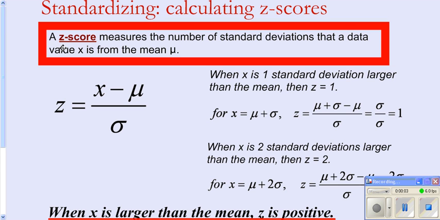Once again, z-scores tell you how far above or below the mean you are. When you're 1, 2, or 3 z-scores above or below your mean, then it's easy to use the 68, 95, 99.7 rule.